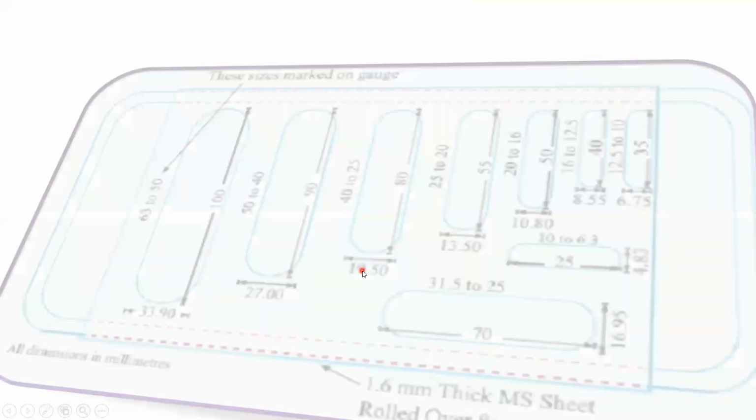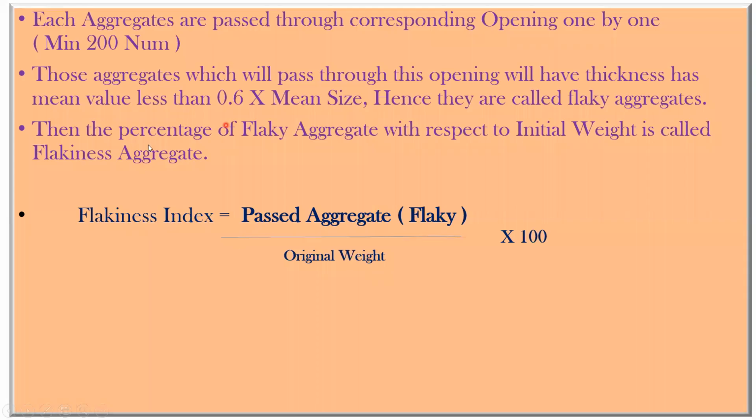So the thickness gauge is done. Next, the percentage of flaky aggregates with respect to the initial weight is called the flakiness index, or the flakiness aggregate. So the flakiness index is equal to whatever aggregate passes, that is called flaky, divided by the original weight, into 100. If you do that, you're going to get the flakiness index.